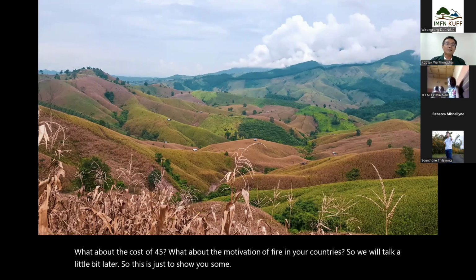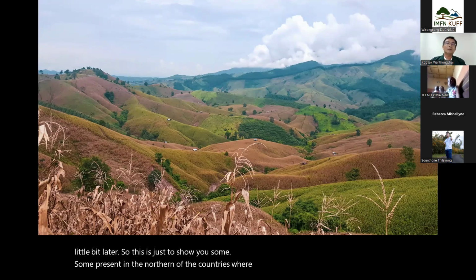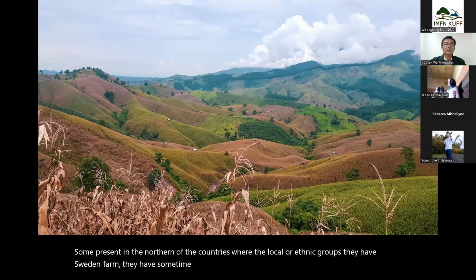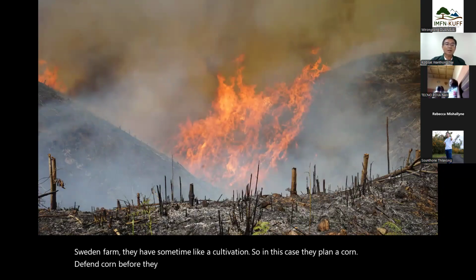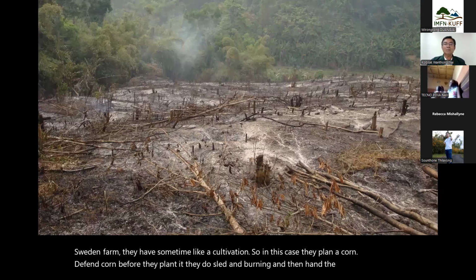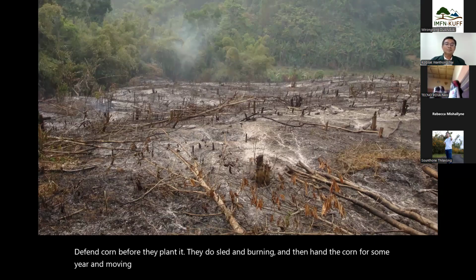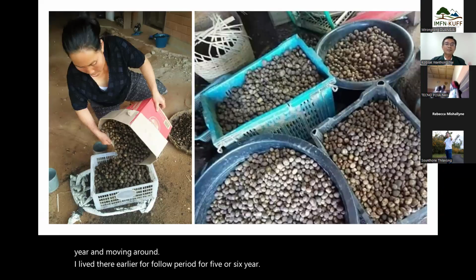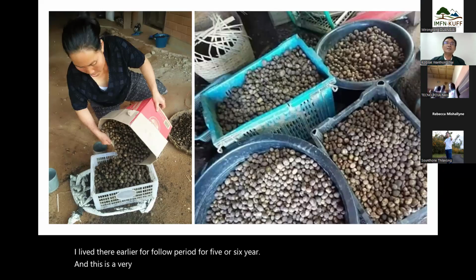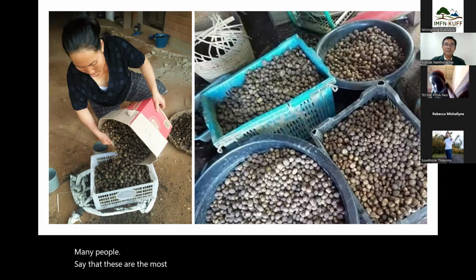places in the north of the country where the local or ethnic groups have swidden farms, sometimes like shifting cultivation. In this case, they plant corn. Before they plant it, they do slash and burning, and then plant the corn for some years, moving around and leaving the area fallow for 5 or 6 years. And this is a very interesting thing in Thailand.